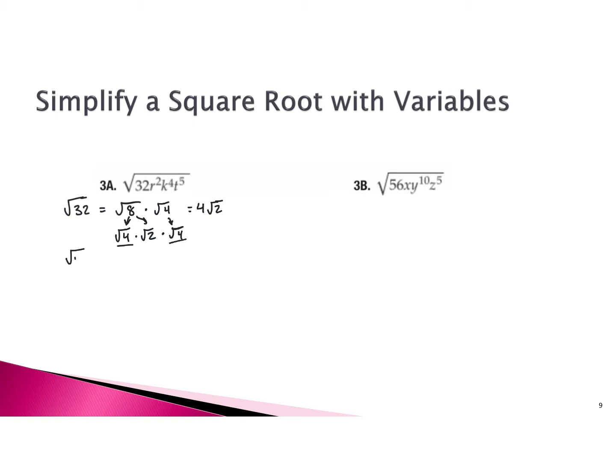Next, I have the square root of r squared. Now, by definition, the square root undoes the square, which means I'm just left with r.